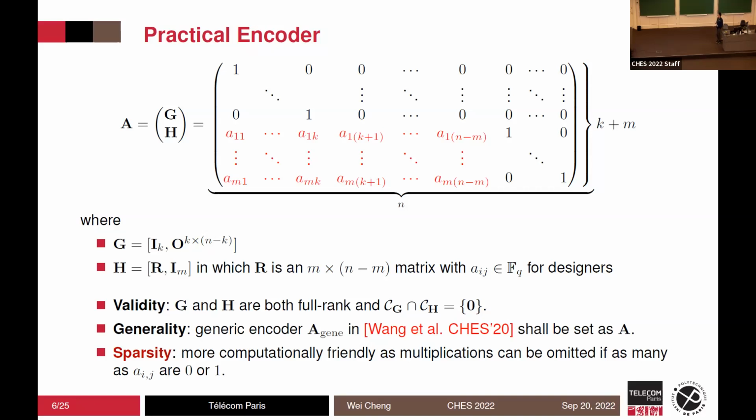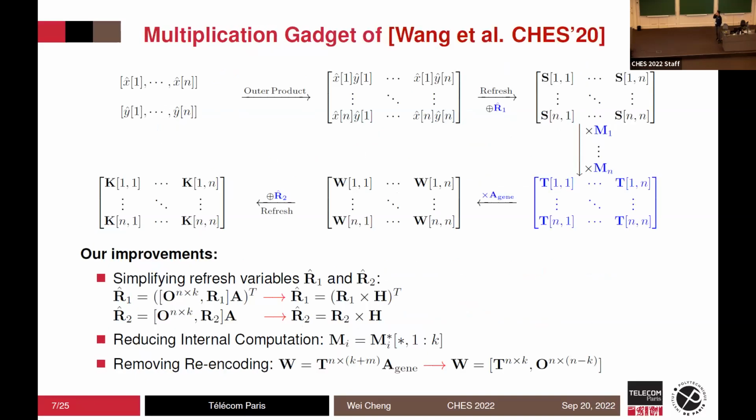We could take the systematic form, then it could be like this form, and also it's sparse, so we could remove as many multiplications. Then we compare with the multiplication in the CHES 2020 paper, because this one is the only one that considers general code-based masking for any encoder. For linear operation, because it's much easier, here we only consider the multiplication, the non-linear part.